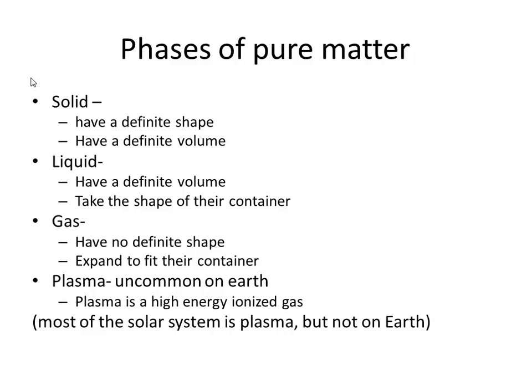And a plasma, we don't have too much of that naturally on Earth. You see plasma in lightning, in neon lights. You have a high energy ionized gas. That's why the neon lights give off a certain color, because they have high energy and they emit light at a certain wavelength, which is determined by color. We'll talk a little bit about that.